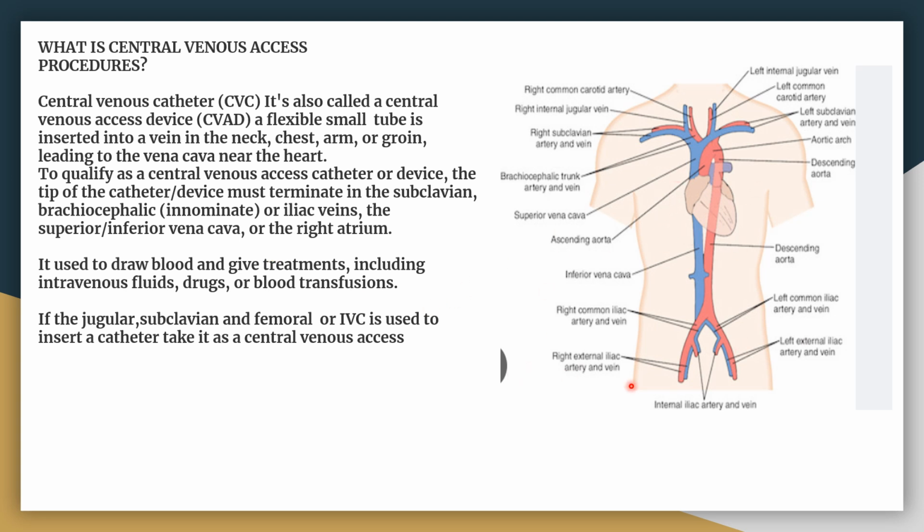Now it is used to draw blood and give treatment, including intravenous fluid, drugs or blood transfusion. If the jugular, subclavian, femoral or the inferior vena cava is used to insert the catheter, then we call it a central venous access.